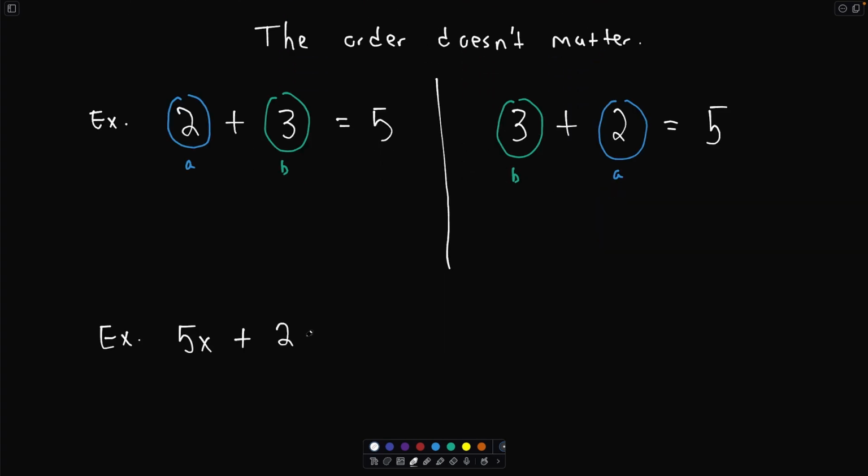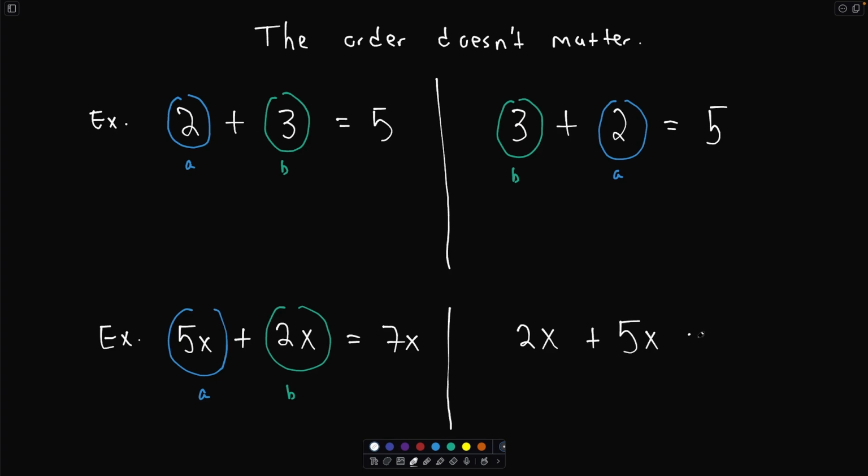Here's another example, 5x plus 2x. 5x plus 2x is 7x. And A comes first, B comes second. But the commutative law for addition says the order doesn't matter, so I can rewrite this as 2x plus 5x, which is equal to 7x. And on this side, our B comes first, and 5x, our A, comes second. And as you can see, they give us exactly the same thing.